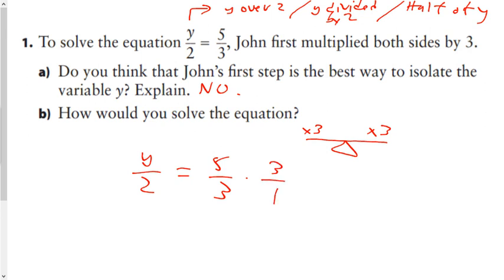So I'm going to multiply this side by 3 and multiply this side by 3. I end up with 5. So when you multiply 5/3 by 3, you get 5. And when you multiply the other side by 3, you get 3y divided by 2. Now, the reason why this is not the best way to isolate the variable is because John is making an easier question into a more difficult one. He's adding steps that don't need to happen.